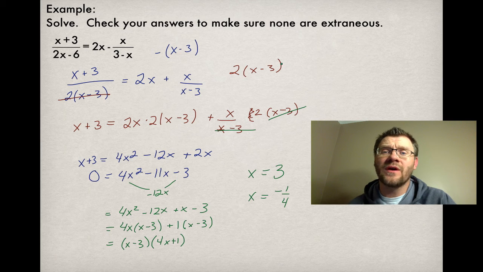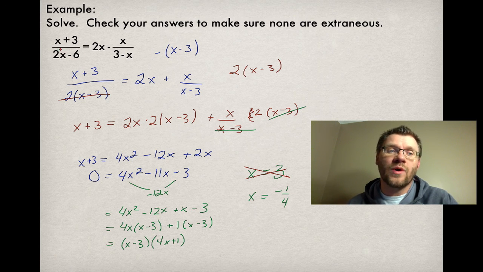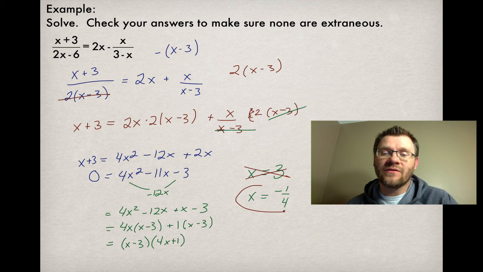Now, we have to check for extraneous answers in every question. If we take this x equals 3 and we plug it back into the original equation, we would get a 0 in the denominator here, and we would get a 0 in the denominator there, which means it is an extraneous answer. We got it as an answer by doing the algebra, but we can't use it as one of our answers because when we plug it into our original equation, we'll get a 0 in the denominator, and that's not allowed. We can, however, plug in a negative 1/4 here and still get an answer, so this is our only answer, x equals negative 1/4.